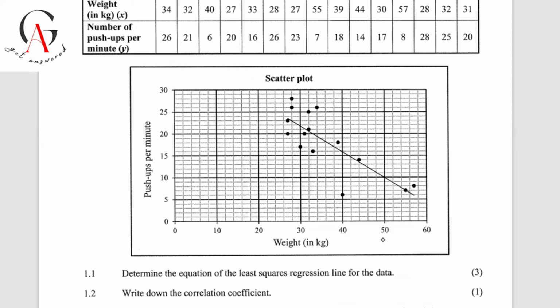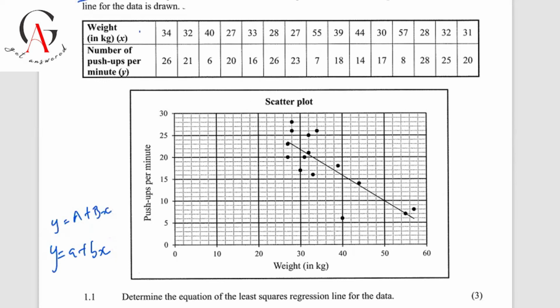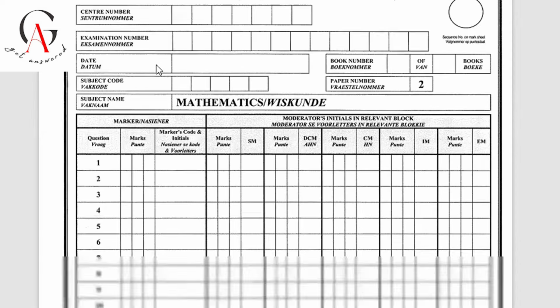Then 1.1, they're asking us to determine the equation of the least square regression line for the data. So we know that that equation is given as Y is equal to A plus BX. Some people choose to write it as A plus capital B, X. It does not matter. All we need to do is use our calculators and look for the mode of the two var, okay, and then punch in these values. So having done that, the values that I obtained for A, let me put it aside in the answer book.